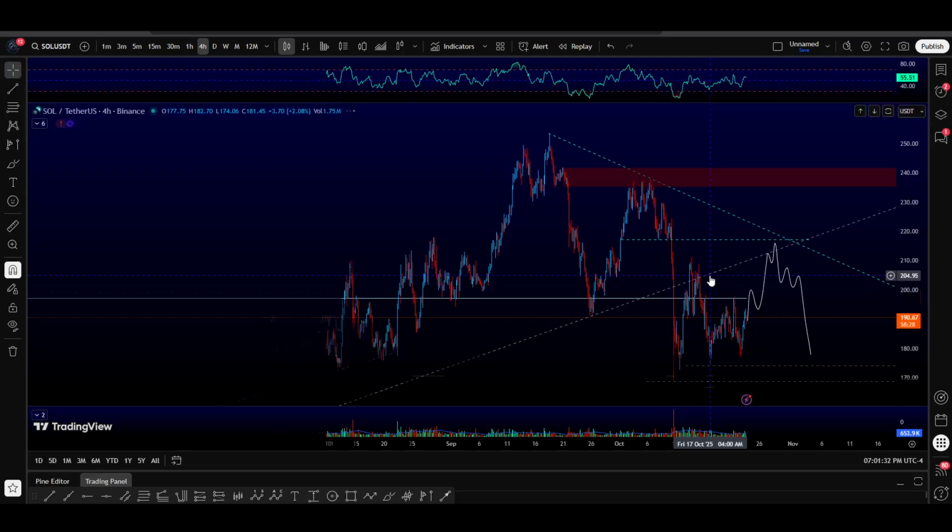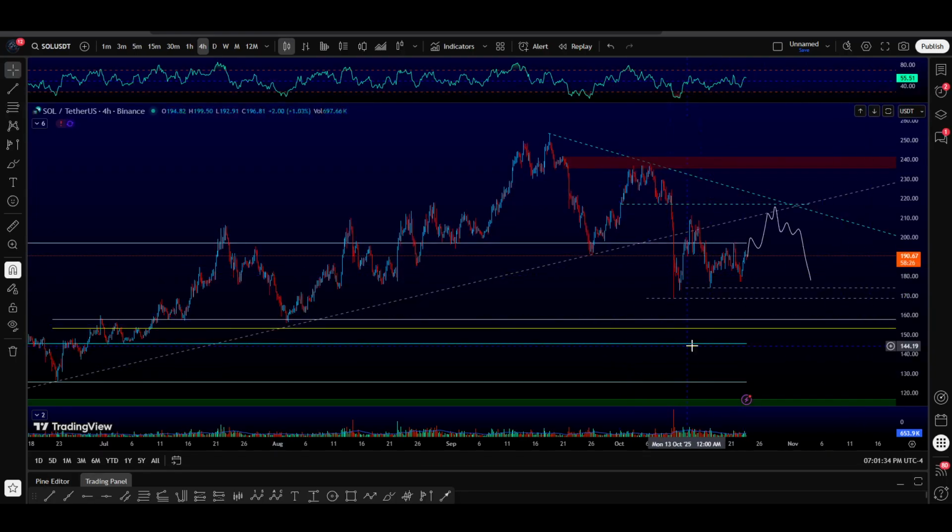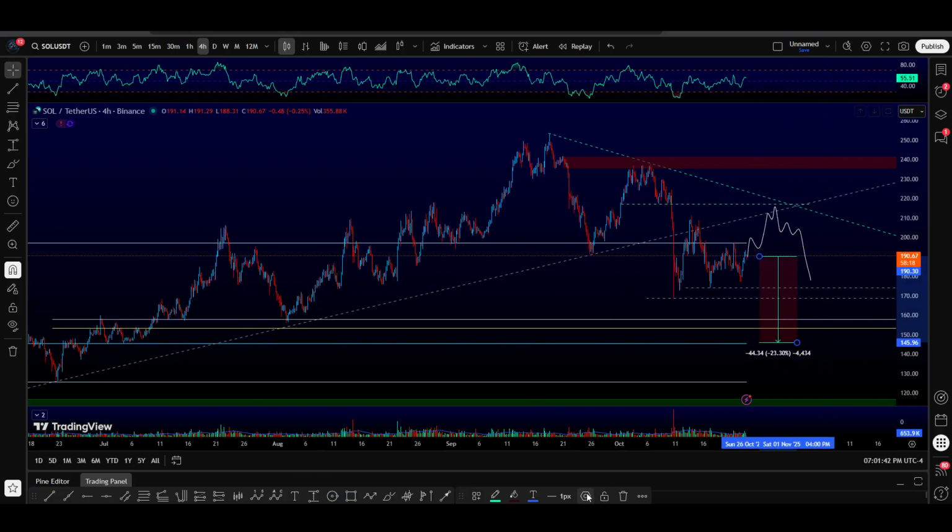And then, yeah, just aim for those $145 levels, which would be about 25% away. And if we get continuation to the downside, even more, full value rotation of the range, you're looking at another 34% drop to the downside.